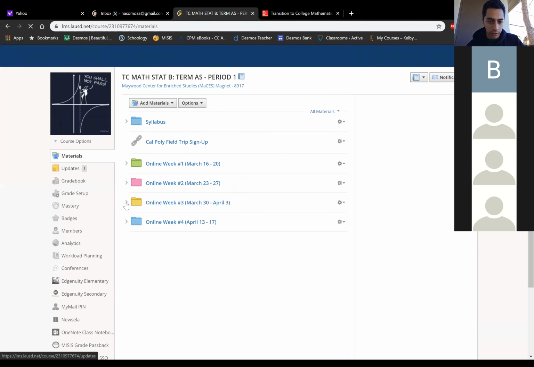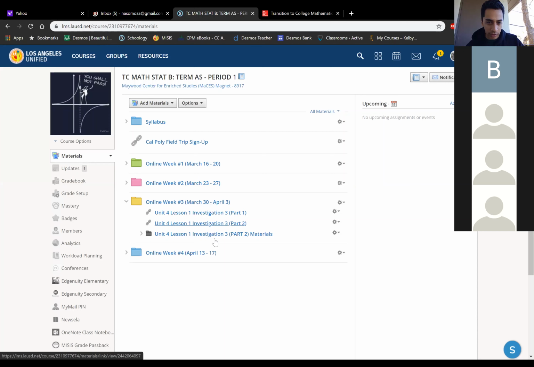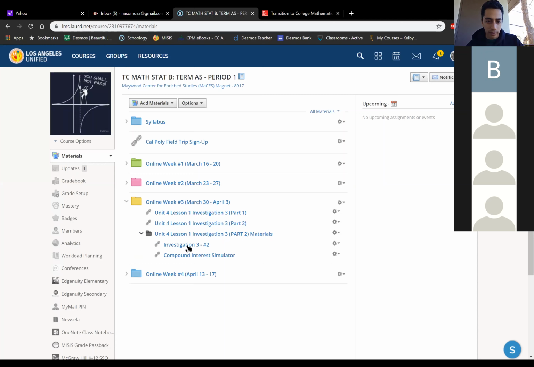Okay, so right here, do you see inside of the yellow folder, online week 3? If you click down, you're going to see this black folder that says materials. If you click on it, there were two different links. One of them is a spreadsheet. So we did that before. Don't worry about going there.